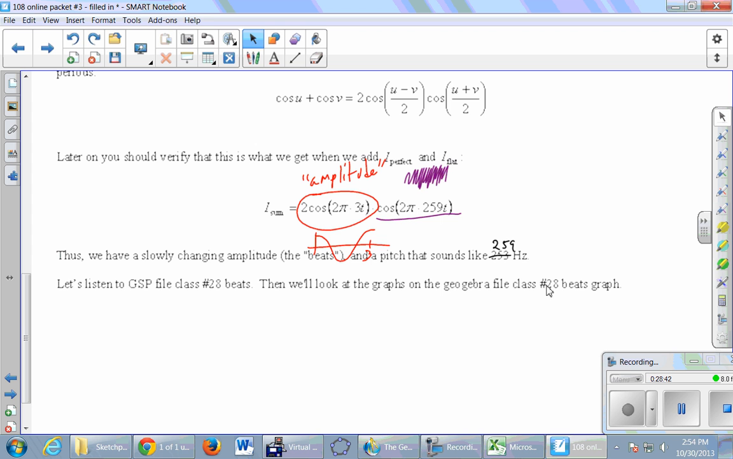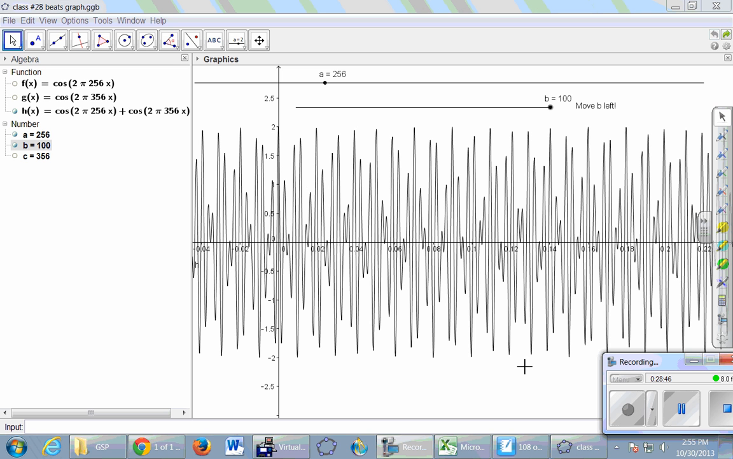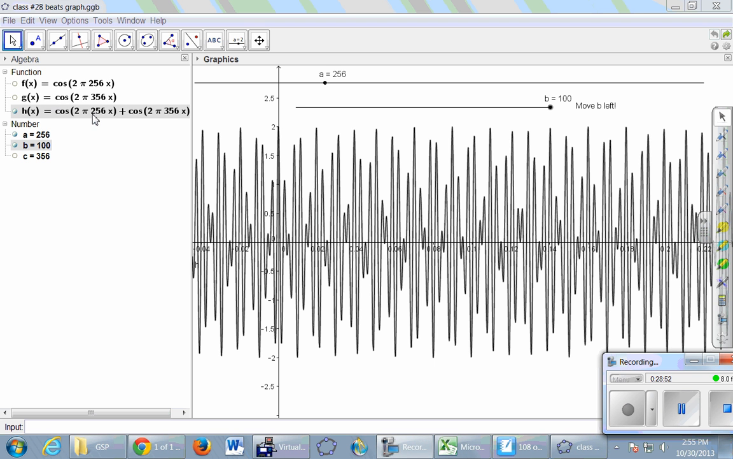Okay, so one other thing I wanted to look at was this GeoGebra file. So let's open that. Okay, so here is a graph of cosine of 2 pi times 256x. That's our middle C in tune. And the other one is a cosine of 2 pi times 356x, which is a note that's quite a bit of a higher frequency. And they're added together.